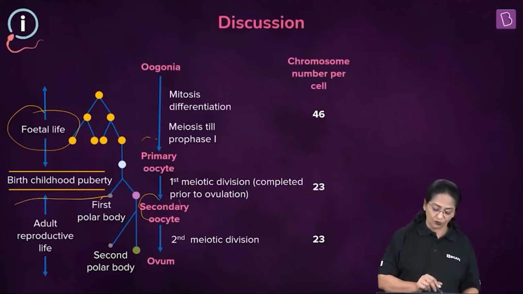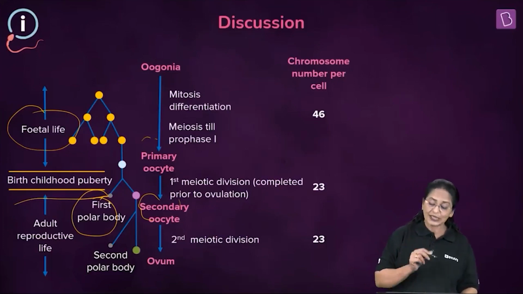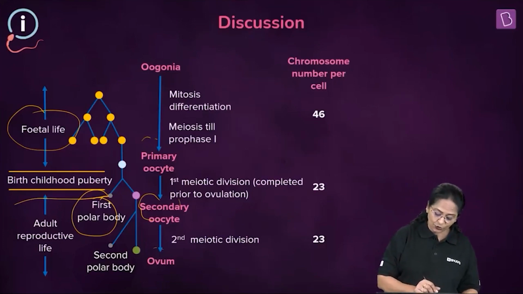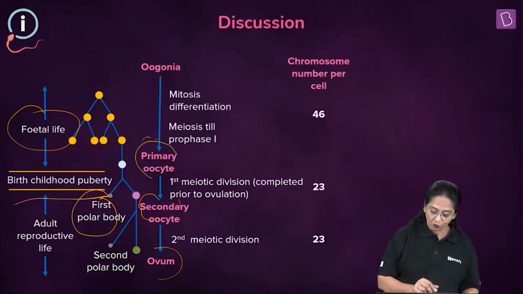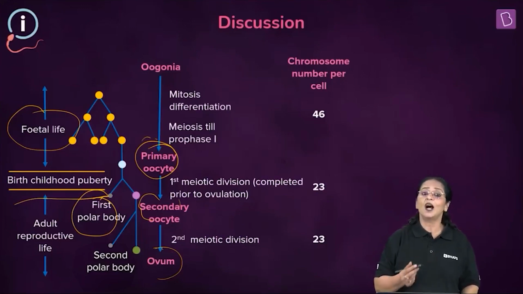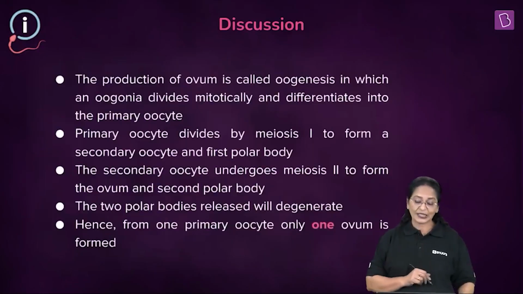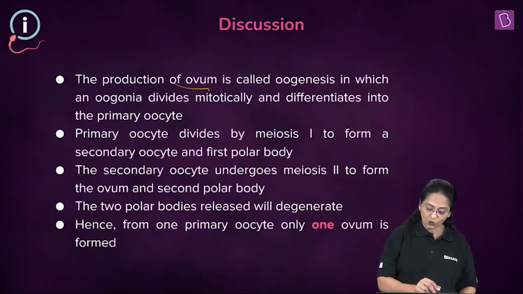One secondary oocyte is formed and one small polar body is formed, the first polar body. Then from puberty, these secondary oocytes will enter meiosis 2, and the secondary oocyte will give rise to one ovum. Now if you see, from one primary oocyte, how many female gametes? The ovum is the female gamete. How many did it give rise to? Only one.